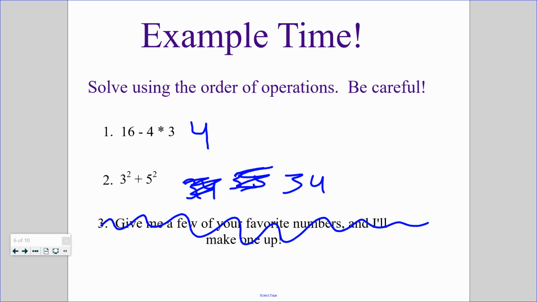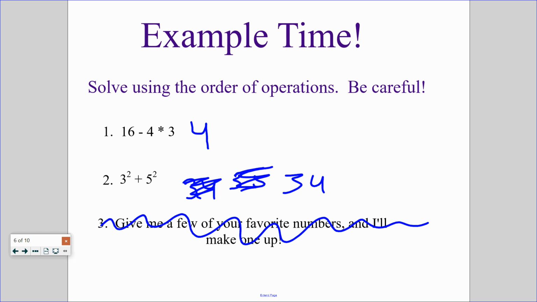Okay, so the first one's a little tricky because what part do you do first? You do not do the subtraction first. You do the multiplication. You do 4 times 3, which gives you 12, and then 16 minus 12 gives you that 4. Okay? The bottom one, we do both exponents first. So 3 squared gives you 9, 5 squared, 25, 9 and 25 added together is the last step. You get 34. Good. Questions?